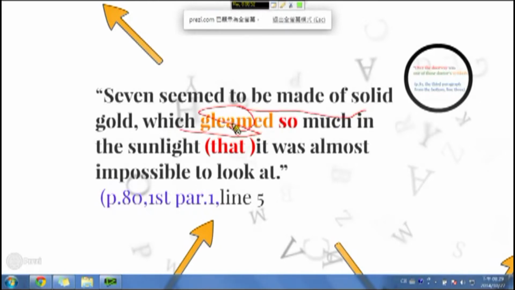Gleam is a good word here. It means to shine with weak light. And there should be a "that" in this sentence, so that is a sentence pattern you can memorize.